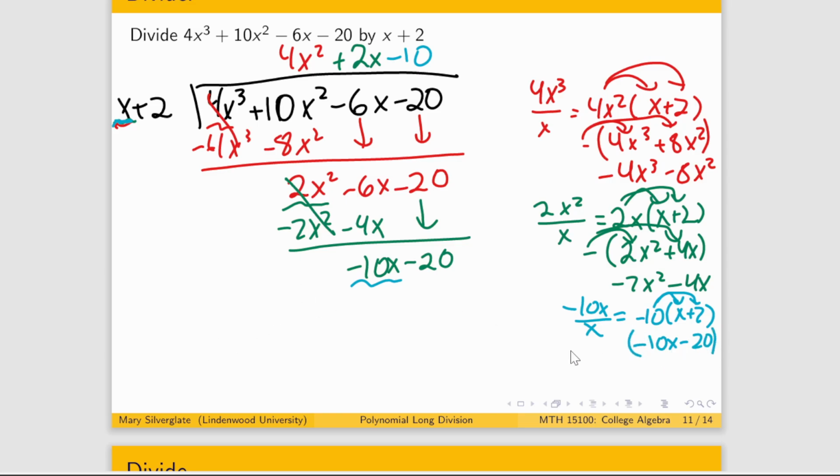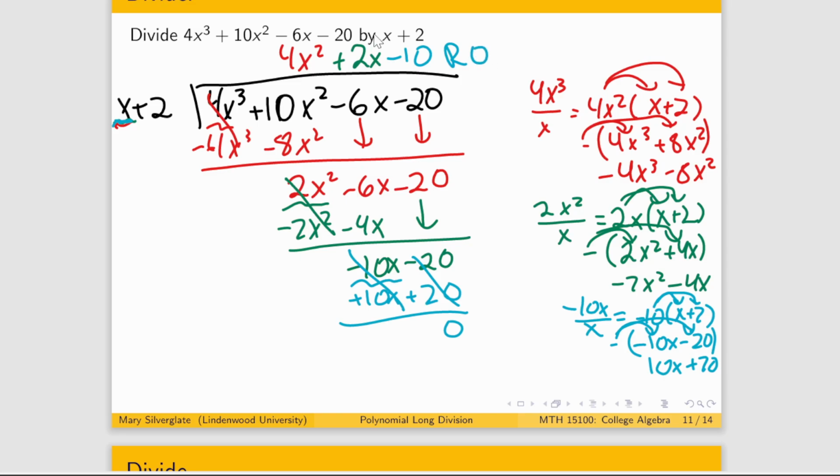And then I want to subtract the whole thing. So negative times negative 10x is positive 10x. Negative times negative 20 is positive 20. So I'm doing plus 10x plus 20. That makes 0 and that makes 0. So we have a remainder of 0.